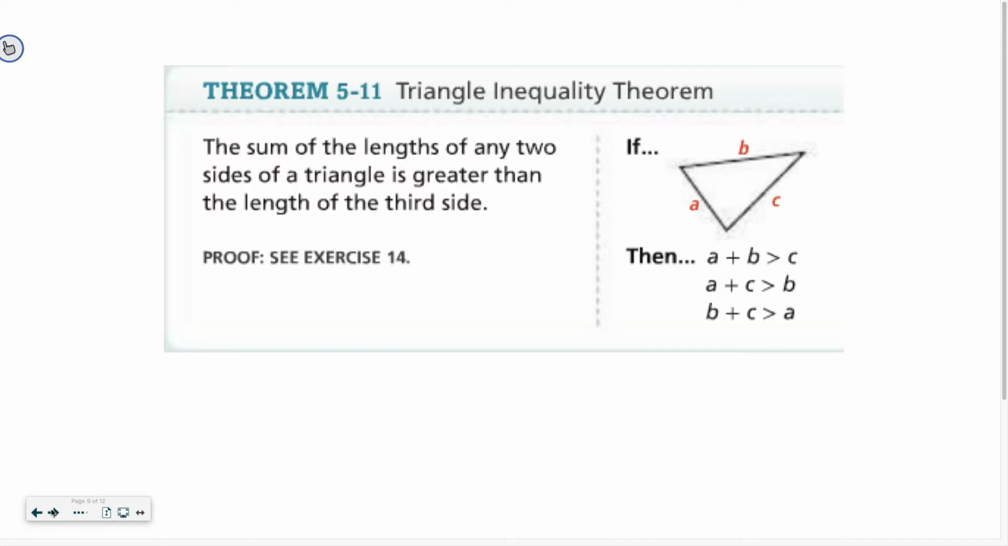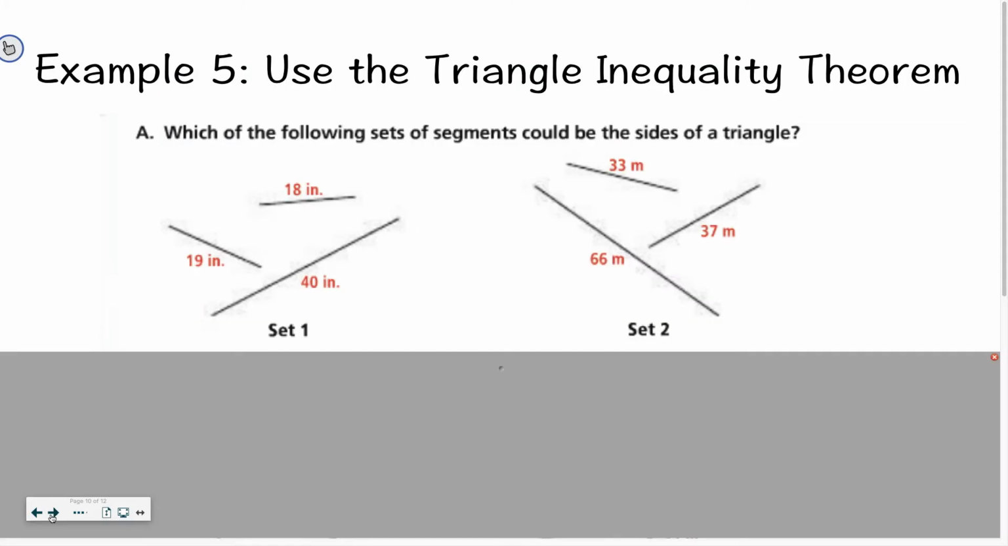Theorem 5.11 is the Triangle Inequality Theorem. So that means that the sum of the lengths of any two sides of a triangle has to be greater than the length of the third side. And I'll show you exactly what that means with this next one. So we want to use that Triangle Inequality Theorem.